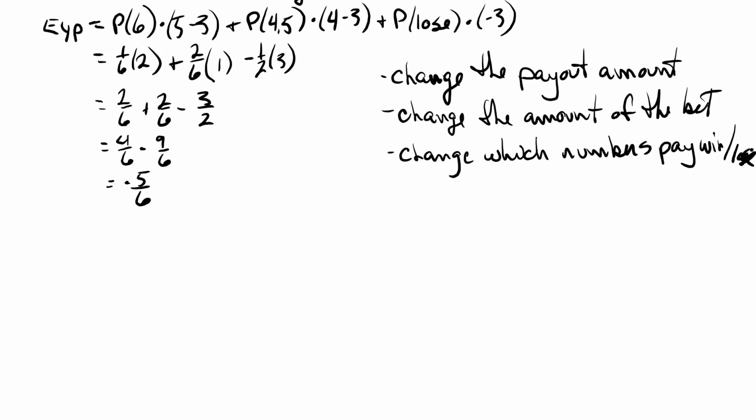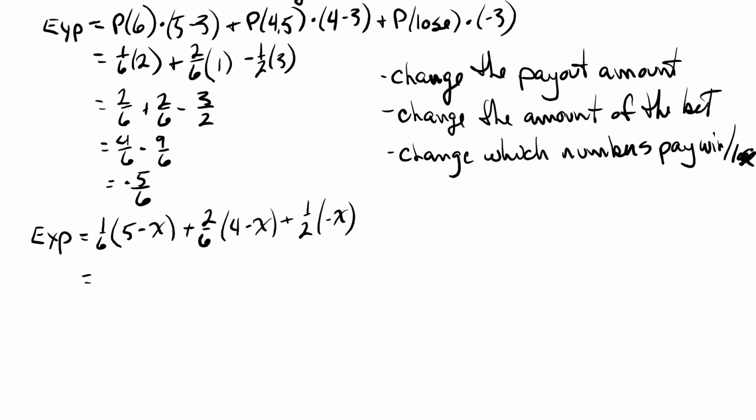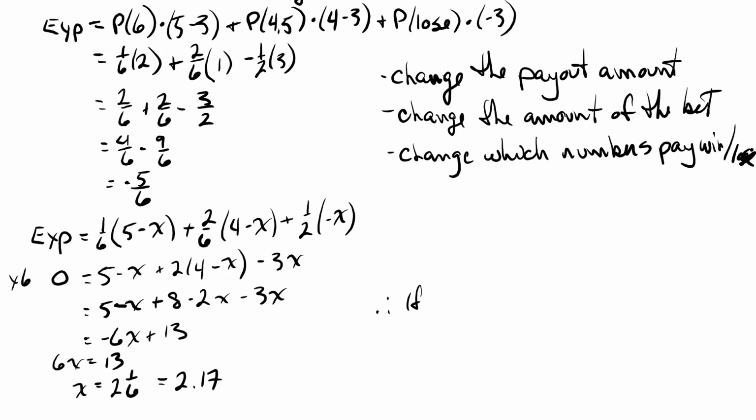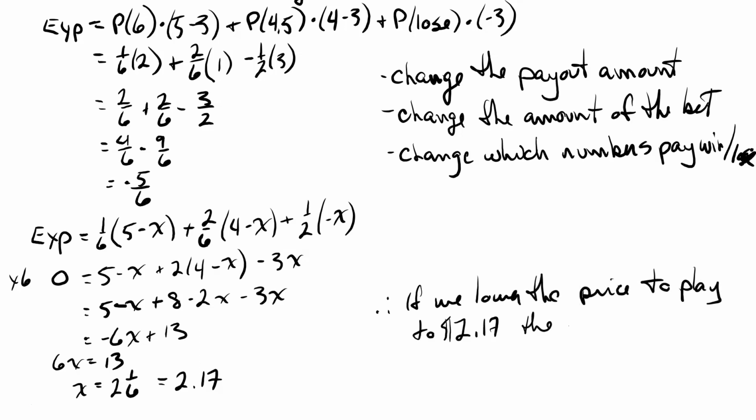We could go ahead and calculate expectation, but not include the $3 price that we were given for playing the game. So we're using essentially the same equation where we take the probability of getting a 6 plus the probability of getting a 4 or 5 plus the probability of getting the loss times the loss. And then we can set that equal to 0 and go ahead and solve that. So again, I'm going to multiply by 6 and I'll just solve this quickly. Therefore, if we lower the price to play to $2.17, the game will be fair.